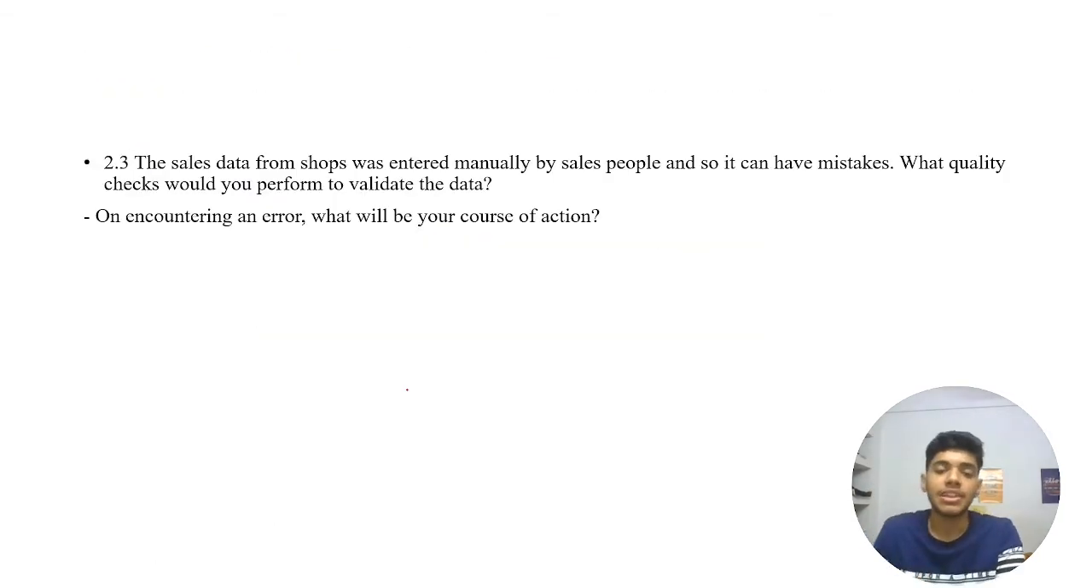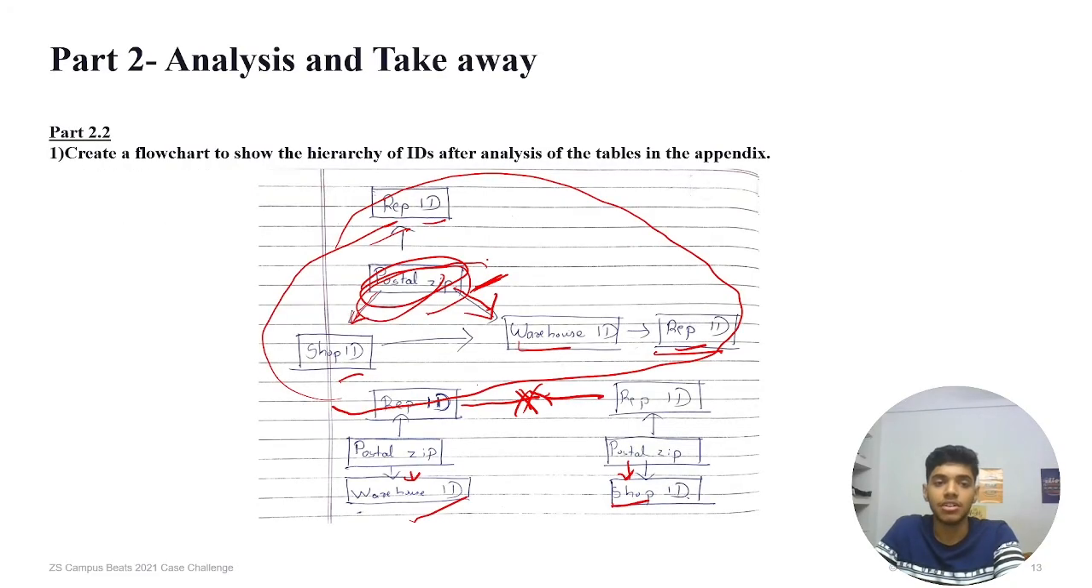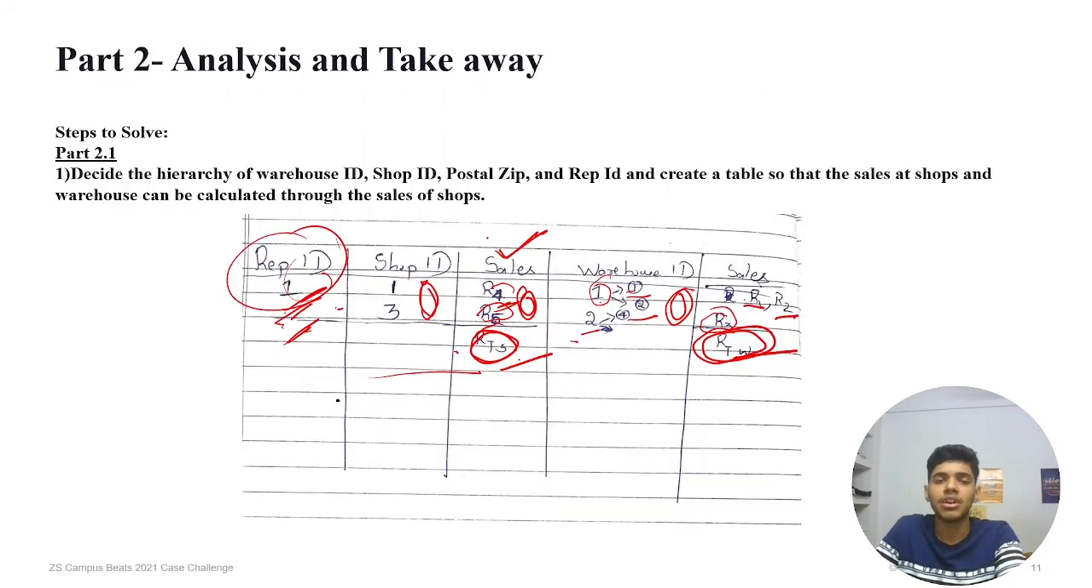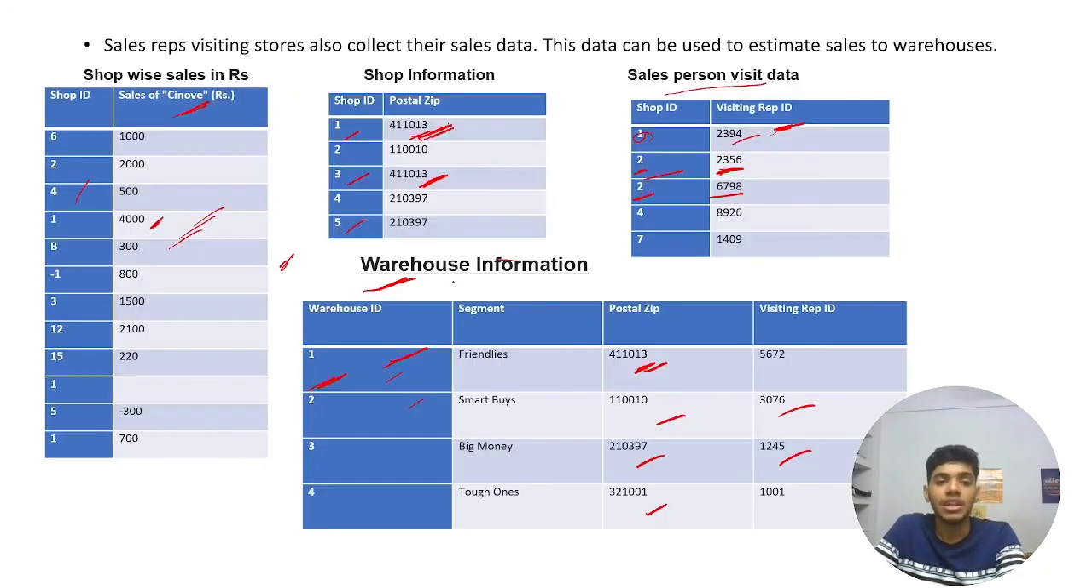In 2.3, they asked us, see the question: the sales data from the software is entered manually by salespeople. So there are bound to be mistakes, and there are some mistakes. They wanted us to know what quality checks can be performed to rectify them and create better data, so that they can keep track of it in an effective way.